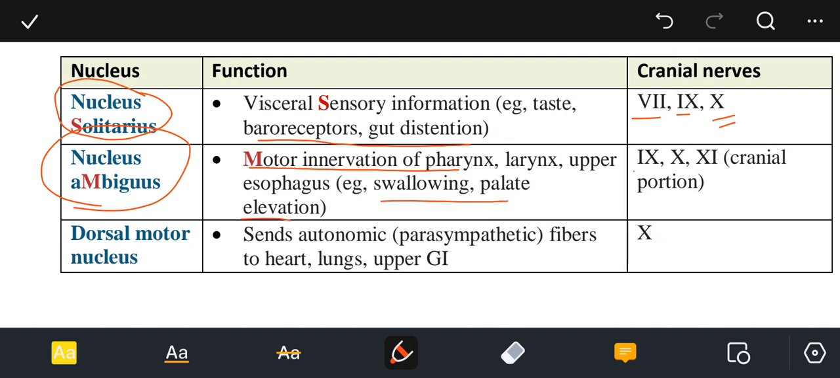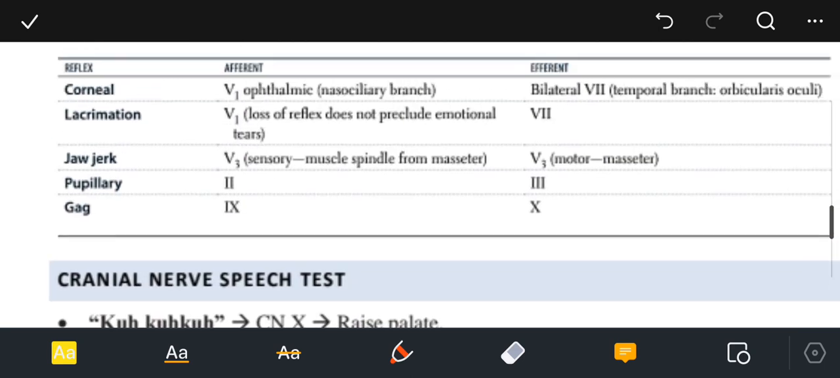The cranial nerve 9, 10, and 11, only the cranial portion of cranial nerve 11, they are coming from the nucleus ambiguus. The dorsal motor nucleus gives rise to cranial nerve 10 only, and that sends autonomic parasympathetic fibers to the heart, lung, and upper GIT. You may say that the dorsal motor nucleus of the vagus is the main nucleus of the vagus nerve and main motor nucleus of the vagus nerve as well, but other nuclei also give their contribution to the vagus nerve.